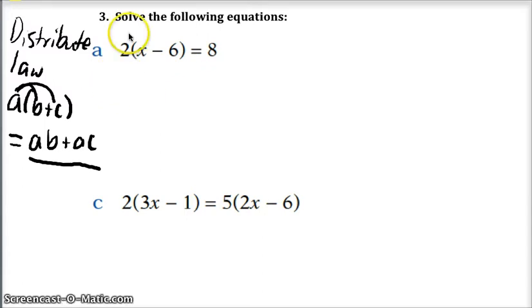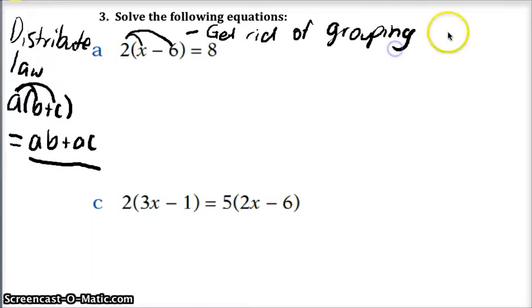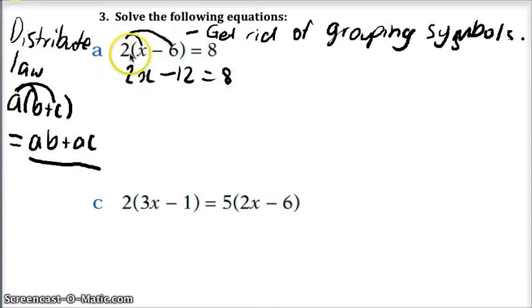So the first step when solving equations with grouping symbols is always to get rid of your grouping symbols. So it's probably worth writing down too. The first step is that we need to get rid of our grouping symbols. And that's really important. So let's try and expand this out. We're going to multiply through here, so 2 times x is 2x, 2 times minus 6 is minus 12, and that's all equal to 8. So that's the expansion of this.